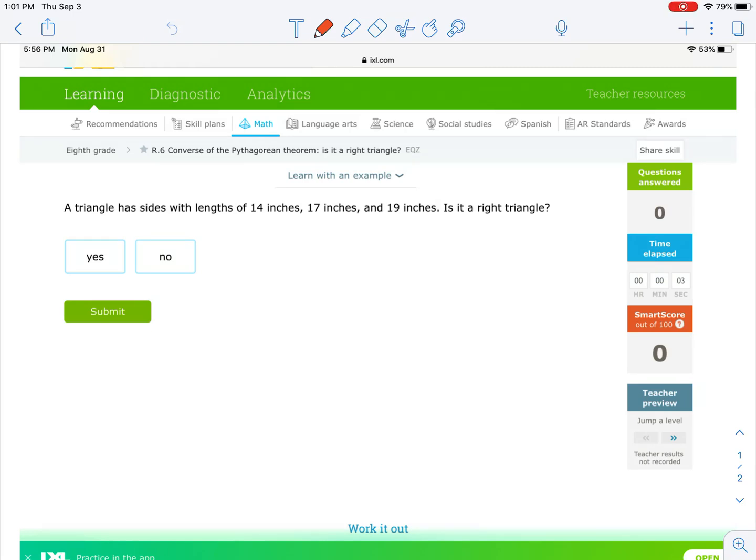So this is a video to help you with R.6. We see here that we're not given a picture. For every other problem that we've solved so far using the Pythagorean theorem, we've always been given a picture of the triangle. Here you notice there's no picture, so we have to decide where to plug each of these numbers into this formula.